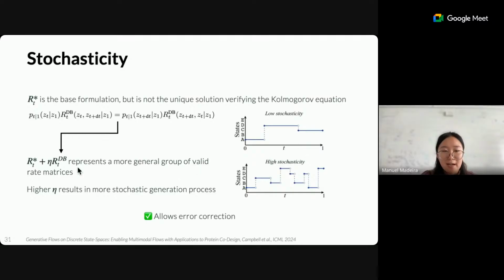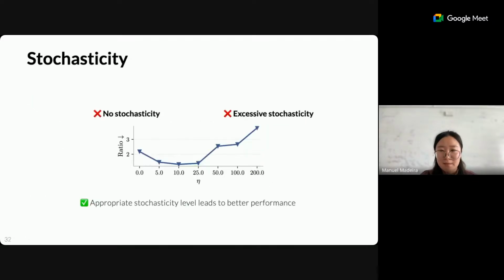However, if we have a higher eta, it leads to a more stochastic generation process. So in this case, we have more chance to modify this wrongly sampled H-type, and we can, in the end, have the correct prediction. So this means that this stochasticity term, RDB, allows better error correction in the denoising process.